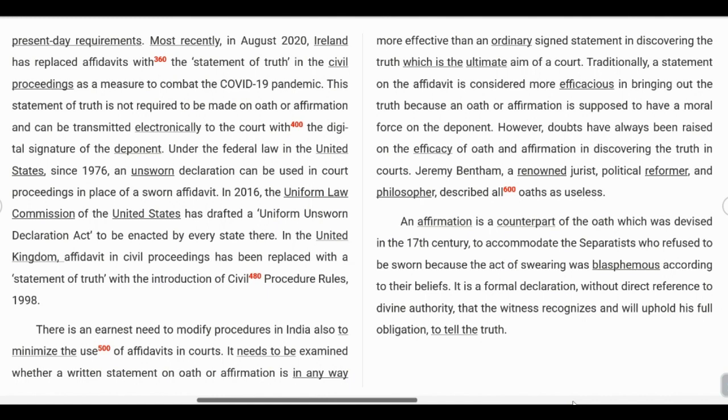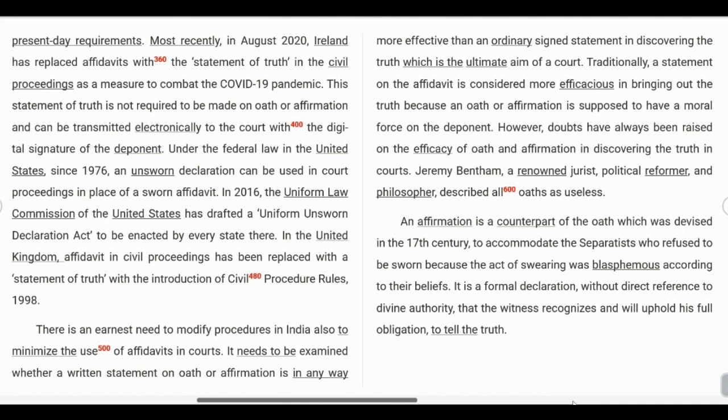There is an earnest need to modify procedures in India also to minimize the use of affidavits in courts. It needs to be examined whether a written statement on oath or affirmation is in any way more effective than an ordinary signed statement in discovering the truth, which is the ultimate aim of a court.